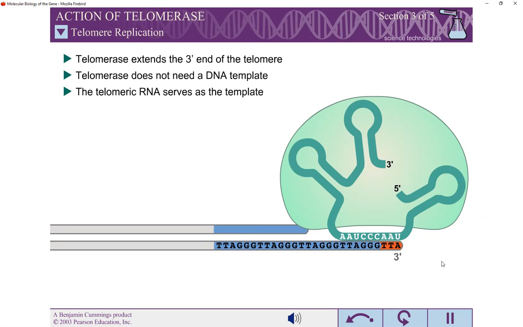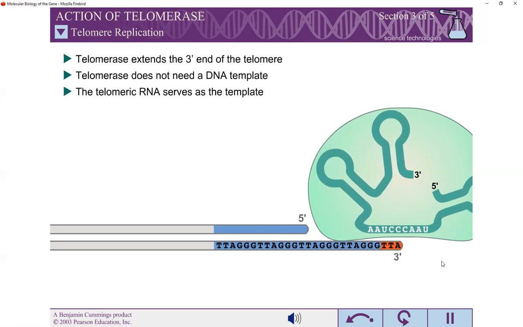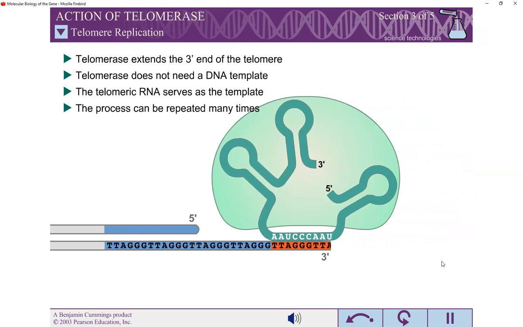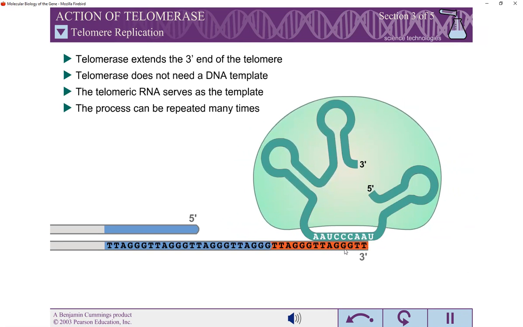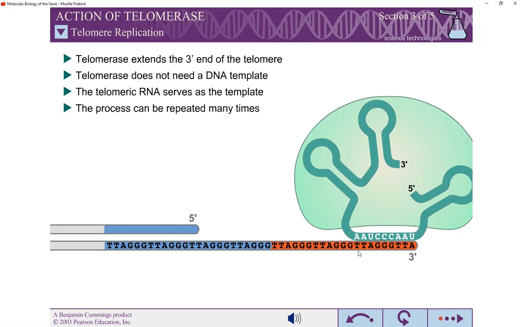After telomerase synthesizes DNA to the end of the telomeric template region, the RNA template disengages from the DNA product and reanneals to the end of the copied DNA. This process can be repeated many times, extending the 3' end of the chromosome. See this. This is the process that is being repeated many number of times, extending the 3' end of the chromosome. Now, this is where the 3' end has been extended.